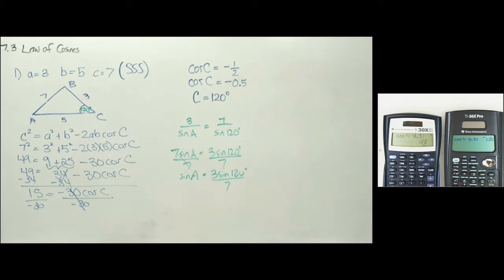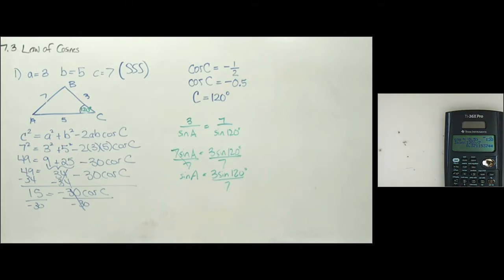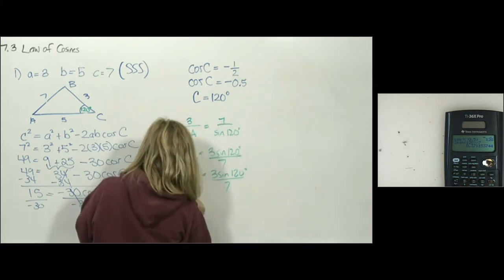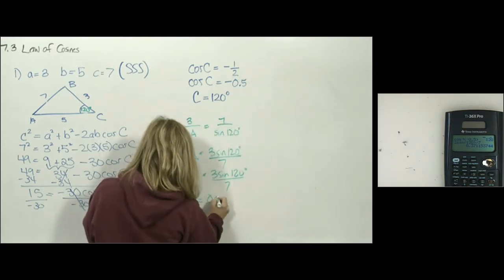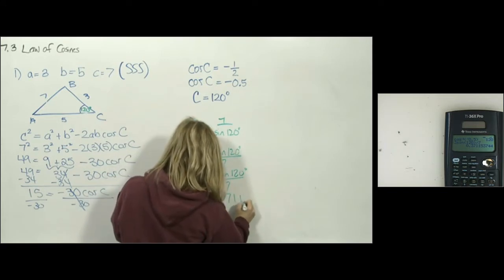So let's go to our calculators. We'll type exactly what we wrote: 3 sine 120 divided by 7. Same thing, 3 sine 120 divided by 7. Make sure you're closing your parentheses around your angle measurement. So we all see we got the same decimal value? Good. I'm going to write that up here. So the sine of angle A is the decimal. I'm going to write the whole thing.